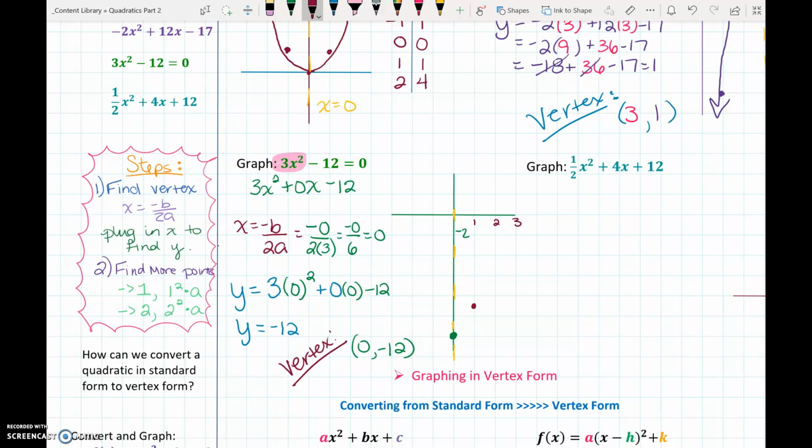I'm going to go back to my vertex and find one more point. Again, moving over 2, so plug it in. 2 squared, 4, 4 times 3, positive 12. So I'm all the way back up at my x-axis. Oh, that was pretty good. So I'm going to reflect my points. And here's my other half. Beautiful.